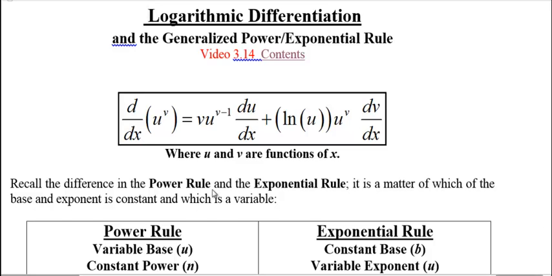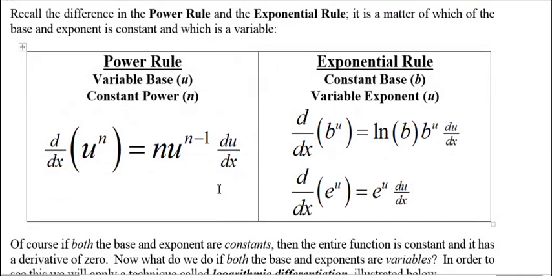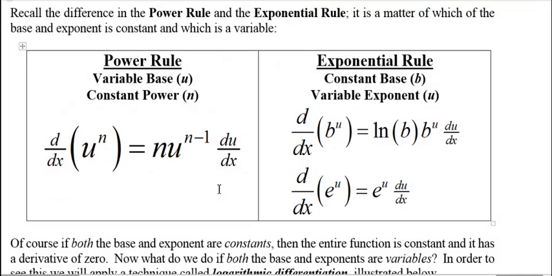We have the power rule and we have the exponential rule, and I want to compare and contrast those just a little bit. In the most basic form, a power function is a one-step function where you have a variable base and a constant power. An exponential function, the most basic form, is also just a base and an exponent, but this time the base is a constant and the exponent is the variable.